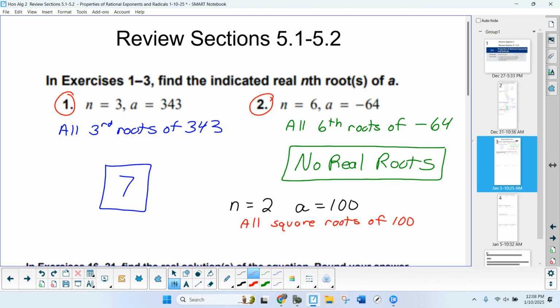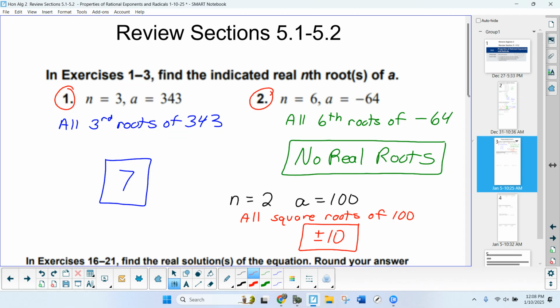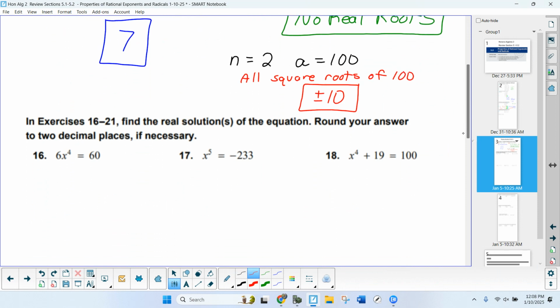Yeah, what multiplies twice to give you 100? 10 and 10, and negative 10 and negative 10. So this is the one where you have to put the plus or minus. Does that make sense, AJ? Okay. Good there?